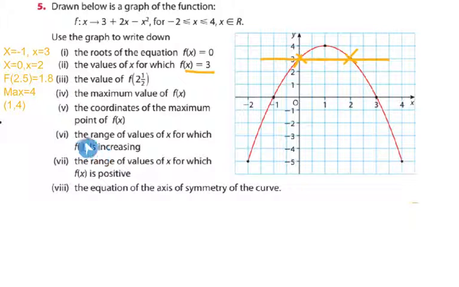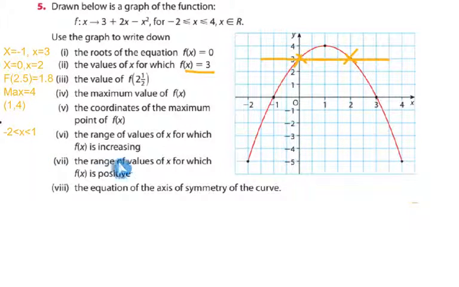Okay, the range of values of x for which f of x is increasing. Well, the function is increasing from here, and the x value for that is minus 2. So it's increasing all the way along here, right up to the maximum value. Then it's decreasing. So the range of values of x for which f of x is increasing is minus 2 up to 1. So minus 2 to 1. X is going to be greater than minus 2 and less than 1.